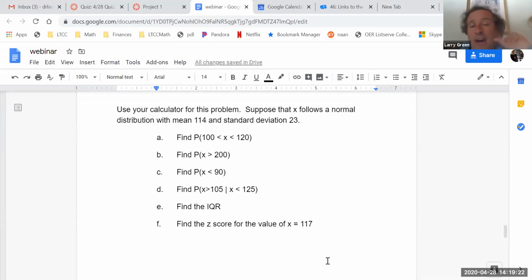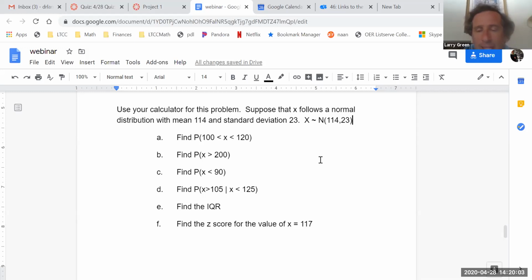But let's try with a calculator now. And I'm going to use a computer. So now use your calculator, and I'm saying computer calculator. Suppose that x follows a normal distribution with mean 114 and standard deviation 23. So the first thing I like to do is just write down x tilde N(114, 23). And I will let you know on exam 2 and also the quiz, I'm going to ask you to write the distribution.